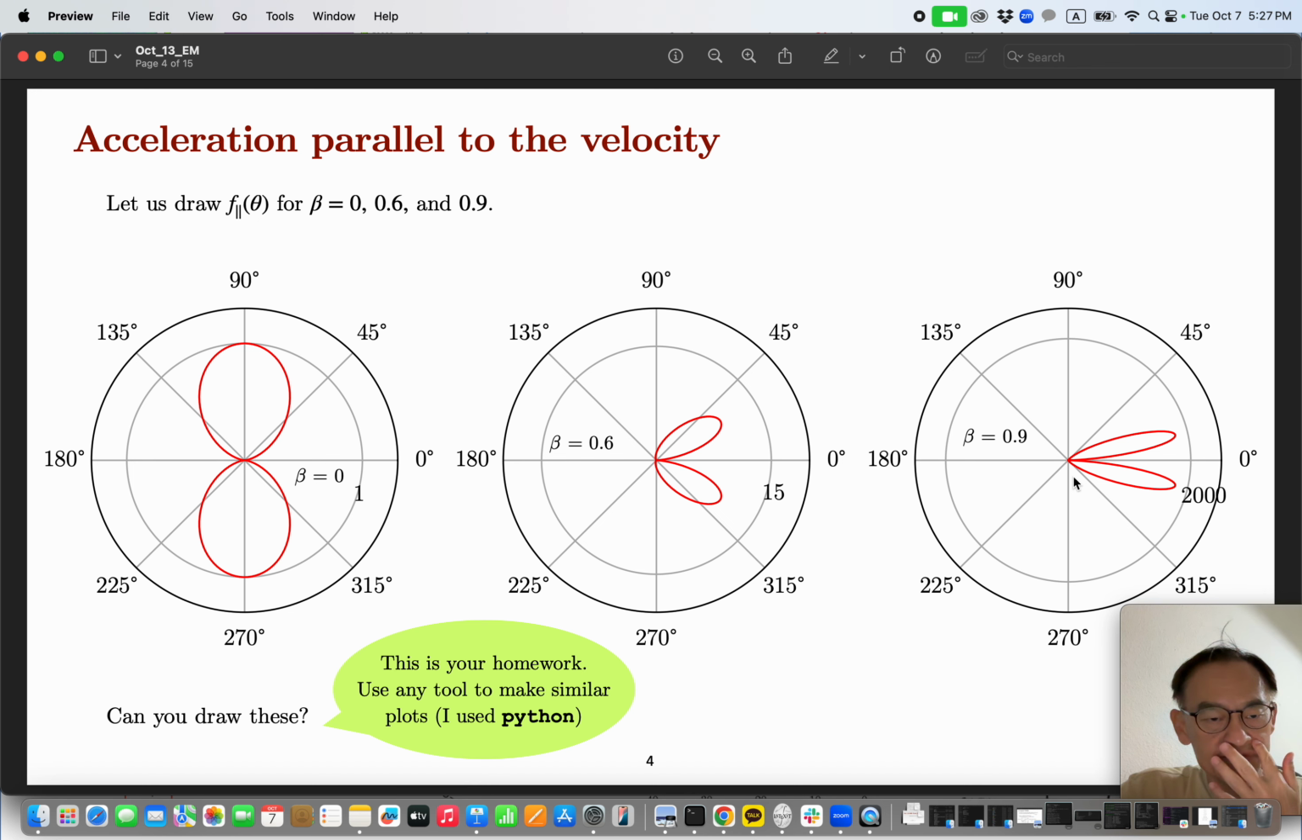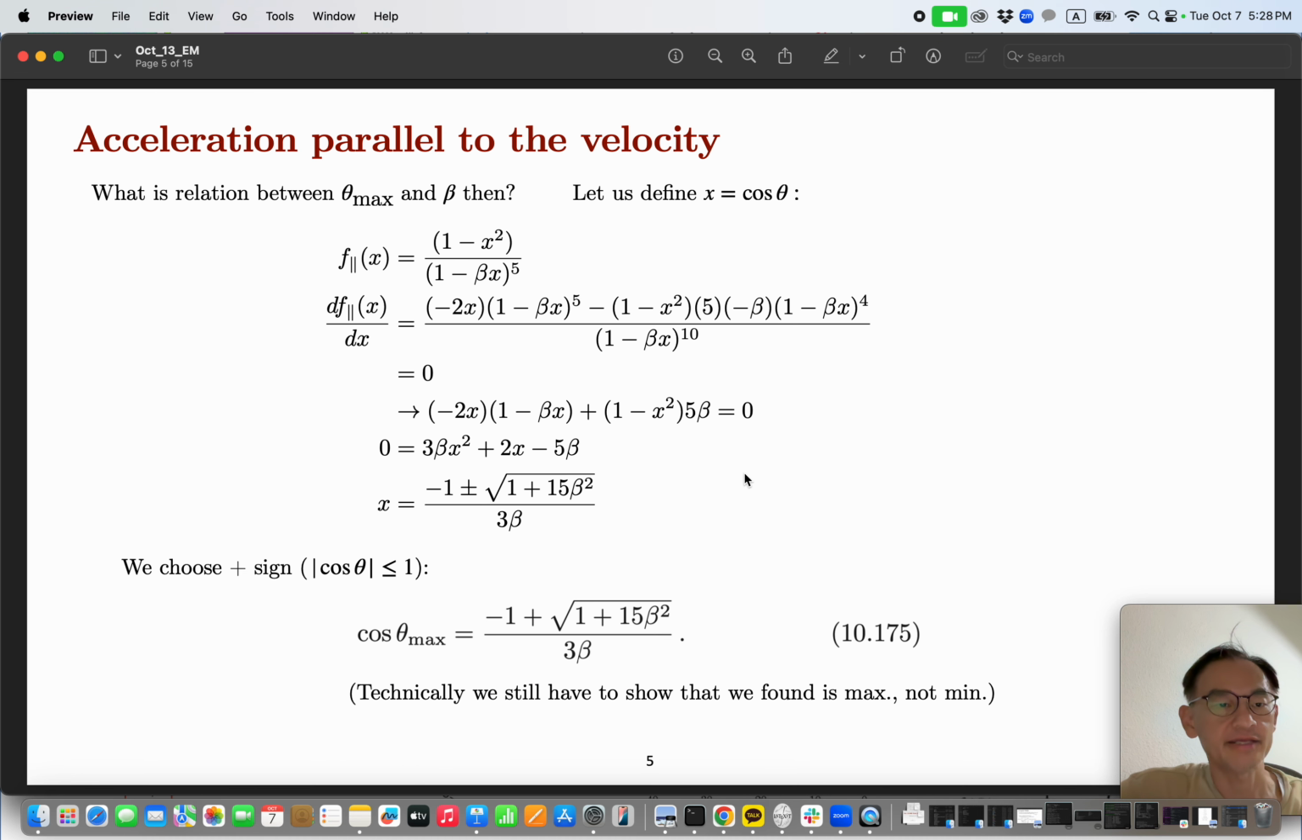The homework I'd like you to try is to draw this using any program you are familiar with. By drawing these things yourself, you understand what is being drawn precisely. So that's the homework, and good luck. I also drew this using a Python package.